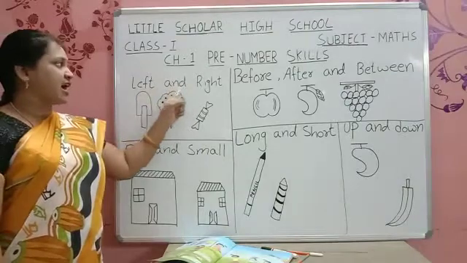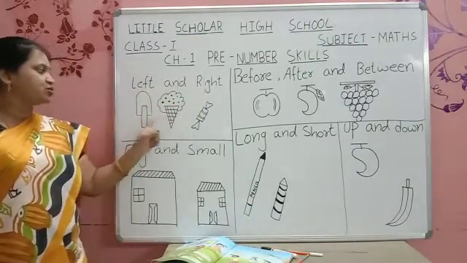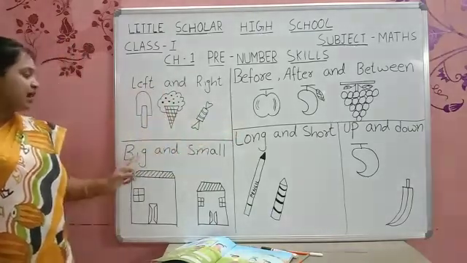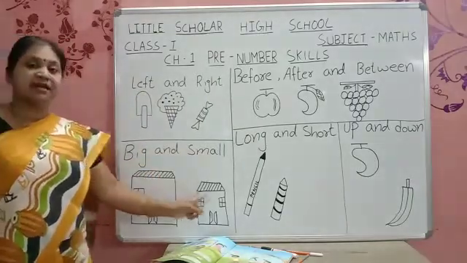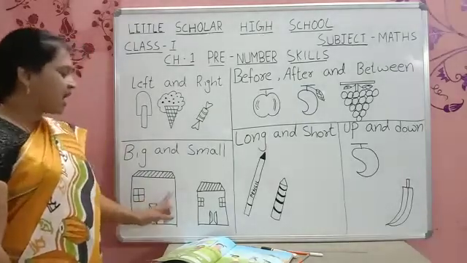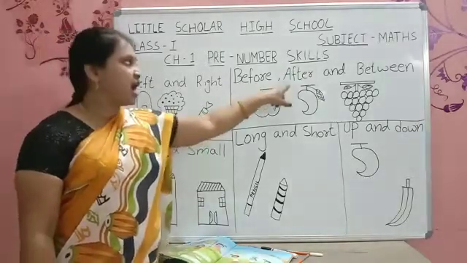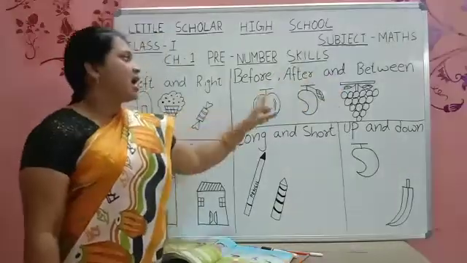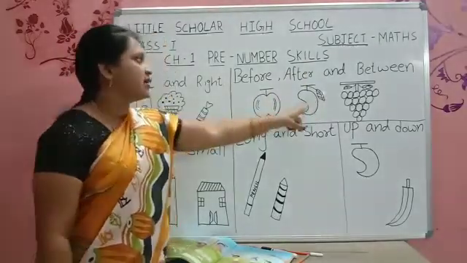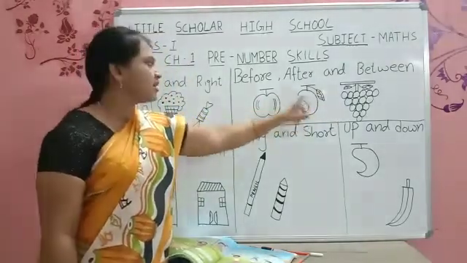Understood, children? Left and right. Repeat after me. Left and right. Stick ice cream is to the left side. Chocolate is on the right side. Big and small. By seeing we can compare. Here we can say that this house is big and the second house is small. Come on, say before, after and between. Apple is before mango. Grapes are after mango. Mango is in between.